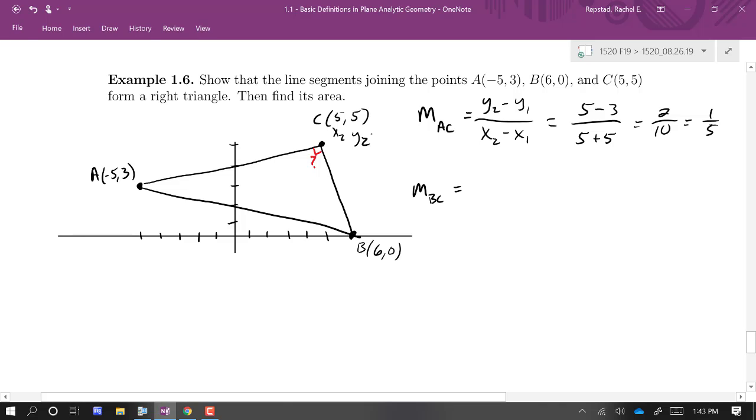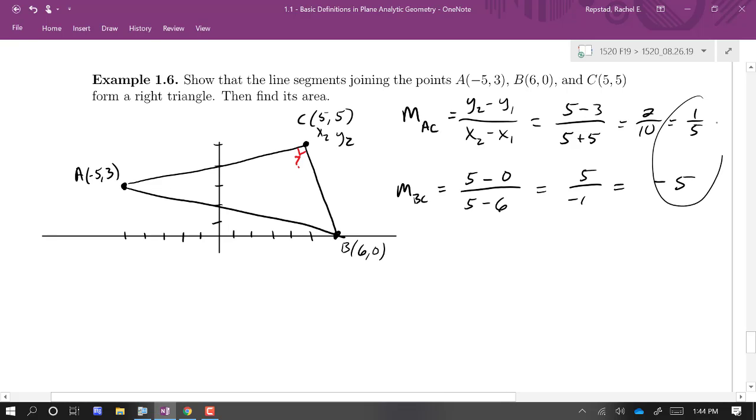Let's do it for the other one. This would be 5 minus 0 on top over 5 minus 6 on the bottom. And that's 5 over -1, or -5. And these are opposite and reciprocal. So the lines are perpendicular. And that means that triangle ABC is a right triangle.